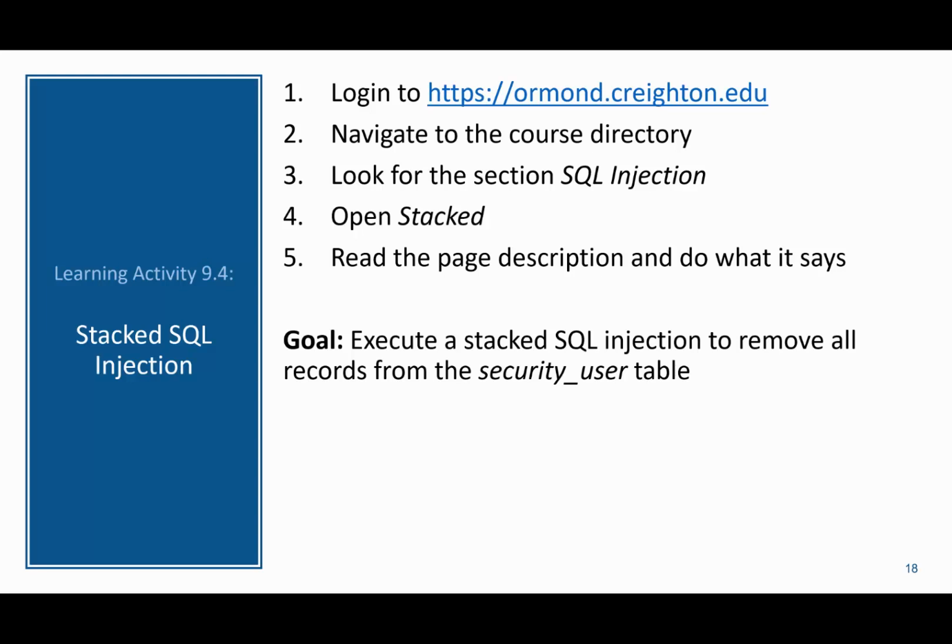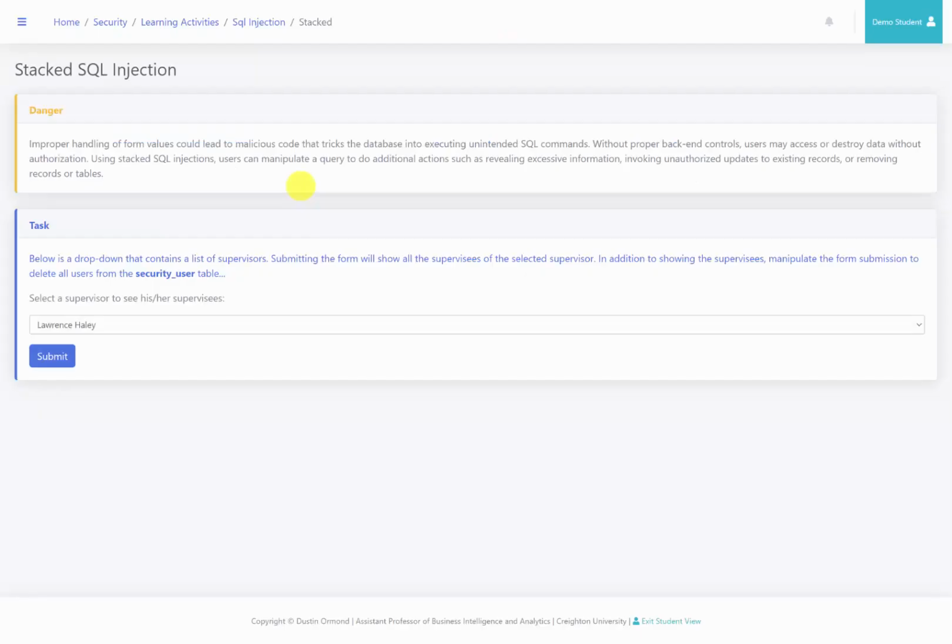The goal here is to execute a stacked SQL injection to remove all records from the security user table. So pause this video, try this on your own, and then come back to compare your answer. Welcome back. So here is the stacked SQL injection page. What we're going to do is remove all the users from the security user table.